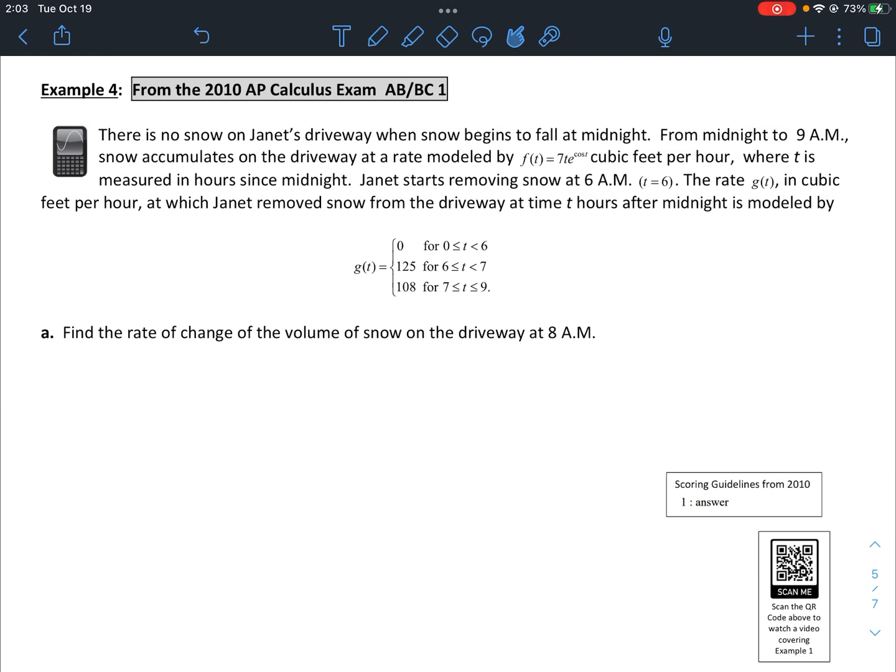This is part A. Find the rate of change of the volume of snow on the driveway at 8 a.m. Okay. Well, to do this, we're going to have to figure out an equation for the rate of change of the volume of snow. All right. So let's call this R of t. You can call it anything you want. We can call it S of t or whatever. I'm going to call it R of t for the rate. And how is it changing? Well, snow is falling at F of t, but Janet's removing it at g of t. So we're adding F of t, but we're subtracting g of t at the same time. Okay? So now we can find our numerical answer at R of 8.